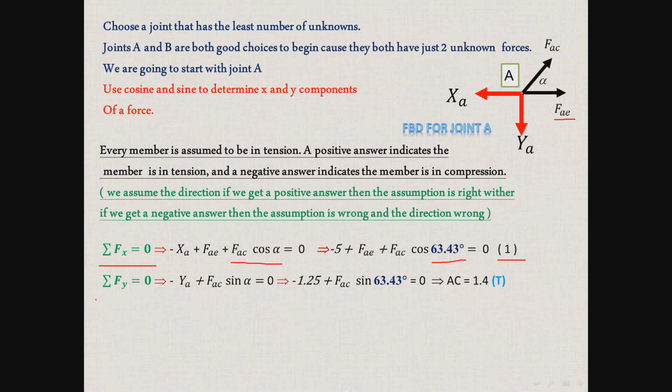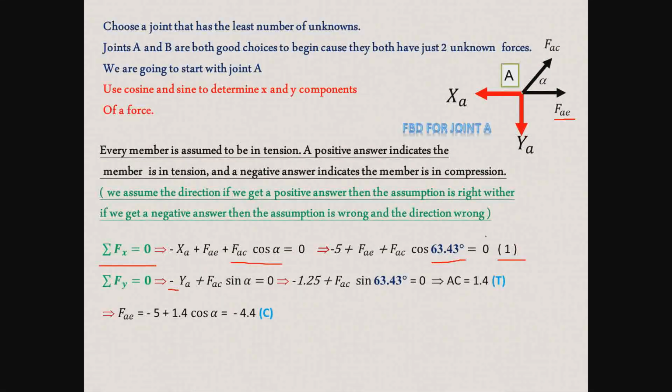The sum of the forces in the y direction equals 0. So we have YA, and we wrote minus because it's in the negative direction of y, plus the force in the AC member, or FAC, sine alpha, which is the y component of the force AC. By calculating this equation, we find that the force AC equals 1.4, and since we have a positive value, the assumption is right, so the member is in tension.